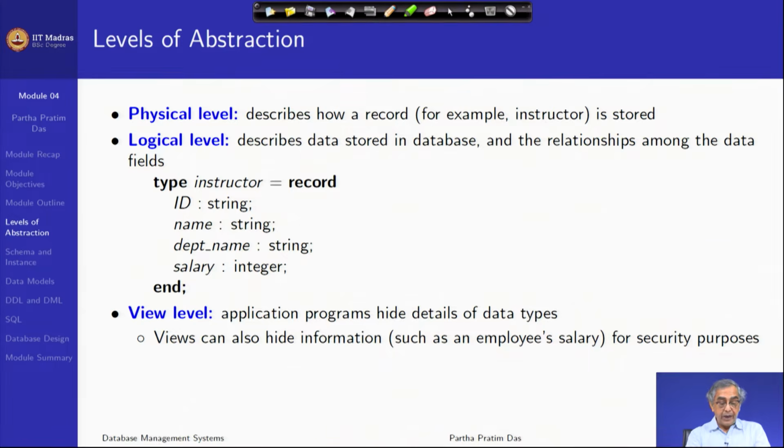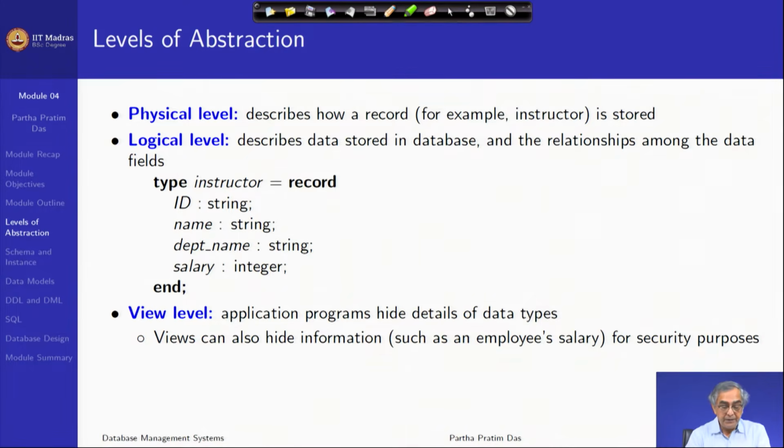Physical level is where you actually describe how the record is stored. That is the electronic descriptor of the data. So, that is the physical record. It is what actually goes into your memory or your disk. So, it is called the physical one.